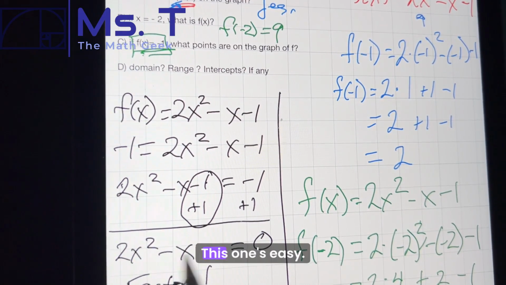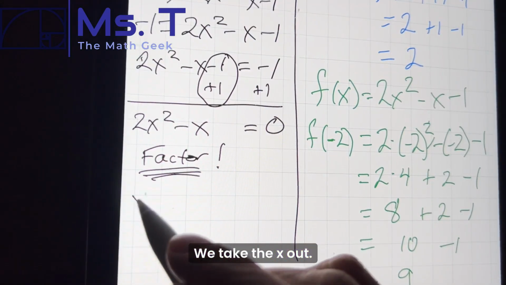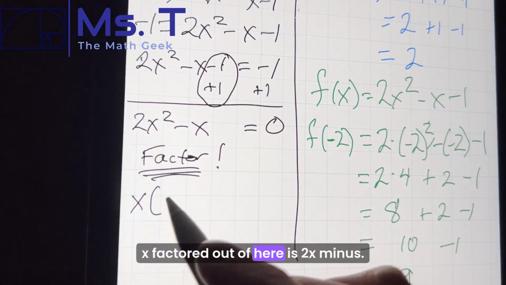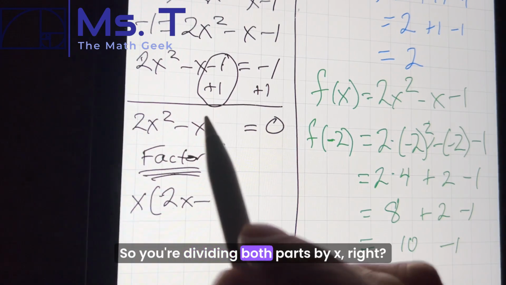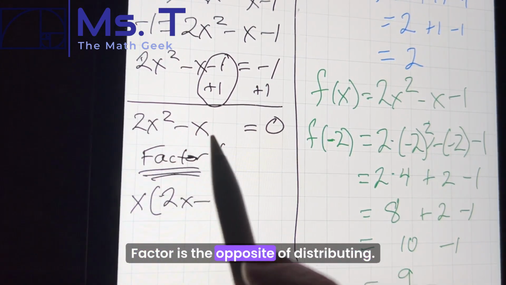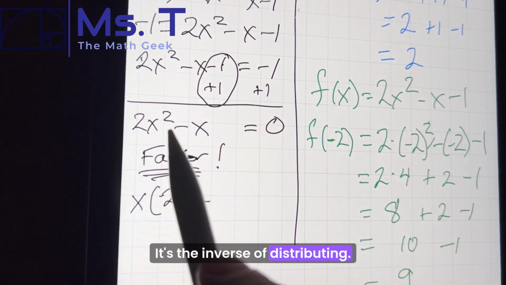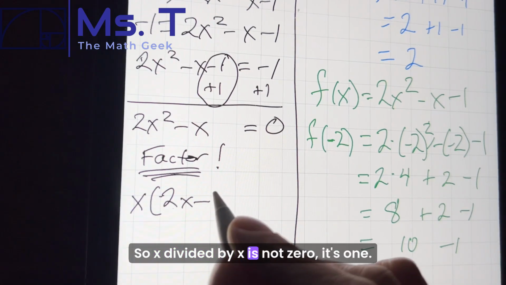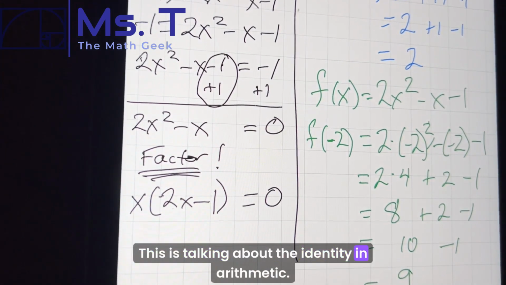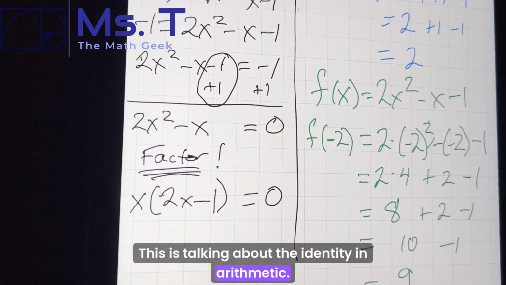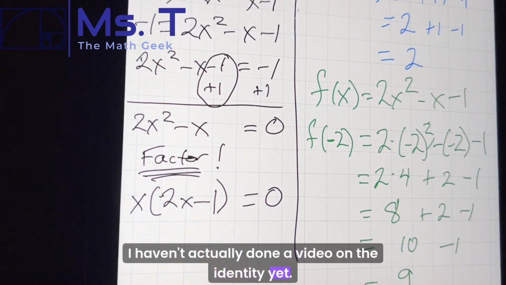And now we need to, everyone's favorite, factor. This one's easy. We take the x out. X factored out of here is 2x minus, so you're dividing both parts by x, right? Factor is the opposite of distributing. It's the inverse of distributing. So x divided by x is not 0, it's 1. This is talking about the identity in arithmetic. I haven't actually done a video on the identity yet. Maybe we'll do that tomorrow.